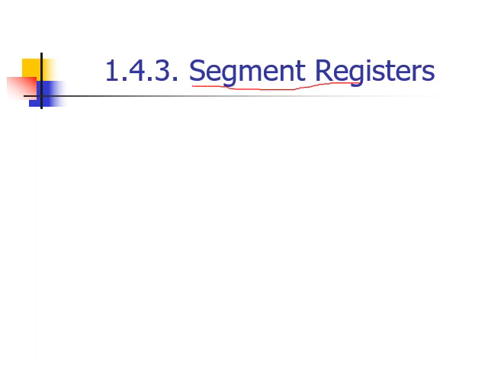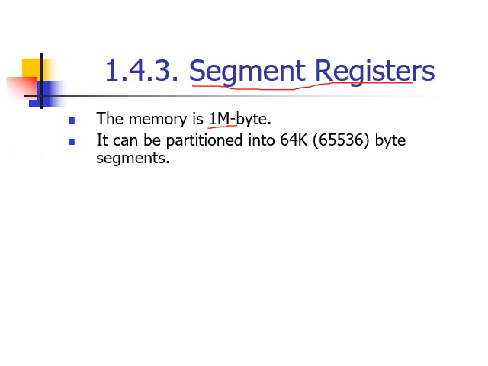Now the third group of registers, which is the segment registers. The 8088, 8086 system's memory is 1 megabyte. They chose to partition or divide this 1 megabyte into blocks or segments of 64K. So each segment has only 64K bytes out of this 1 megabyte. All in all, you would have 16 different segments, each 64K bytes wide.